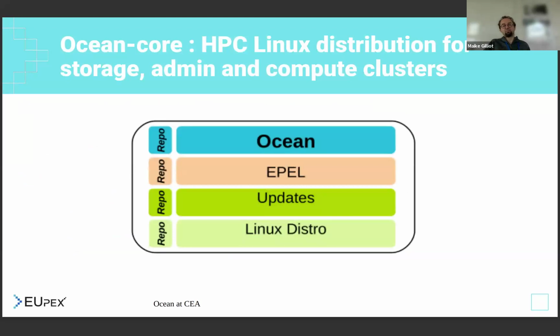Okay, so now we have the picture of what Ocean Stack is and what it needs. It needs, of course, Ocean Core. Ocean Core is a distribution. It's the RPMs, because we are based on RPMs, needed to install the different components.